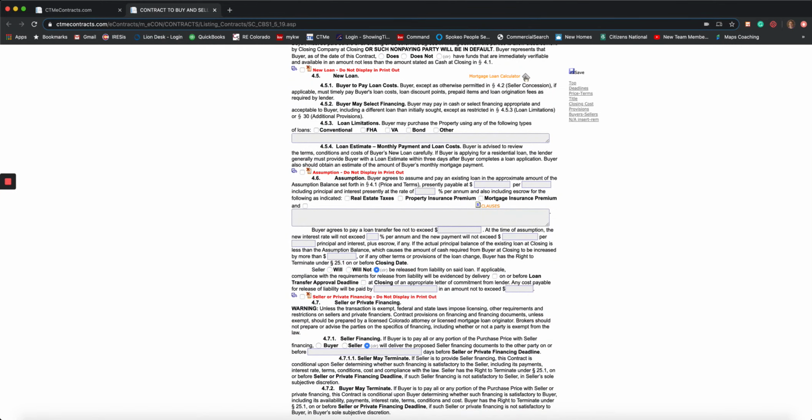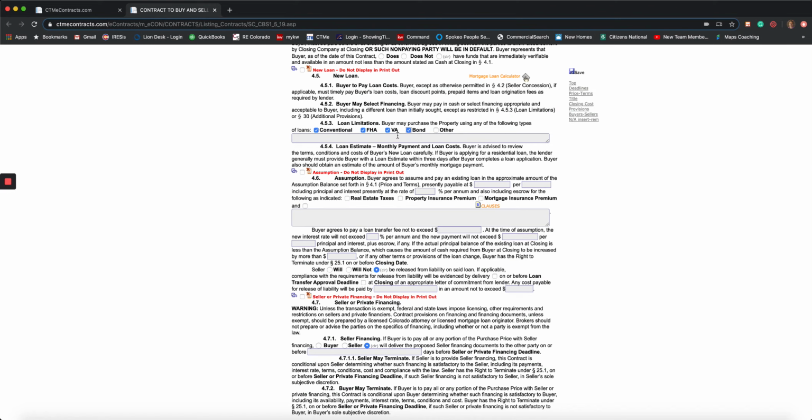Moving right along, section 4.5, new loan. So very common for us to use section 4.5, and the rest of section 4 traditionally is blank, but we'll go over it briefly here. If you have a traditional buyer who is using a loan, this is where you would select their loan type. You will notice that you can select different loan types here. And not just one at a time.